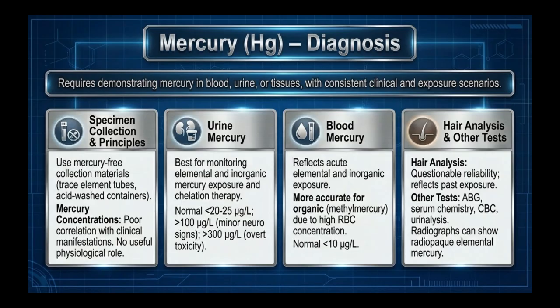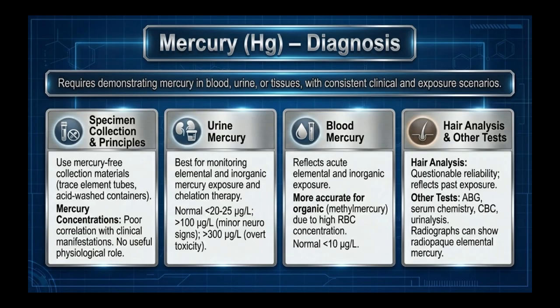Mercury does not have a useful role in human physiology. Urine testing is most effective for monitoring exposure to elemental and inorganic mercury, as well as for assessing the efficacy of chelation therapy. Typically, urine mercury levels below 20 to 25 micrograms per liter are considered normal, although levels above 10 micrograms per liter are rare in unexposed individuals. Levels exceeding 100 micrograms per liter are associated with minor neurological signs, and levels above 300 micrograms per liter indicate overt toxicity.